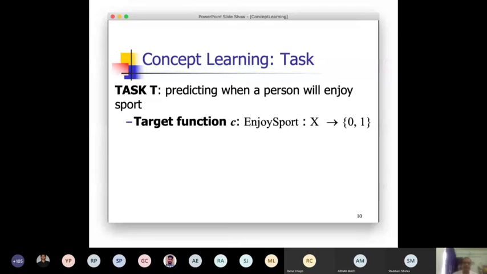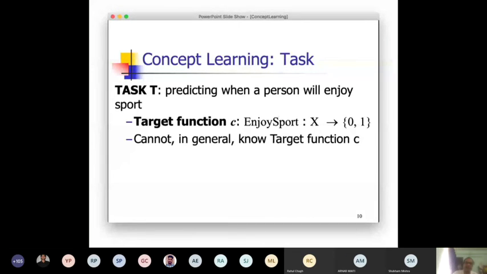So for that, what is a more precise mathematical form? You would like to learn a target function, called say EnjoySport, represented by C. And as you can see, the functional form is that there is an input space X, which is a set of all those 6-dimensional tuples, and each tuple should be mapped to either 0 or 1. So this is your target function. And you do not really know the target function, you only know the examples. So you should adopt a hypothesis H about C.